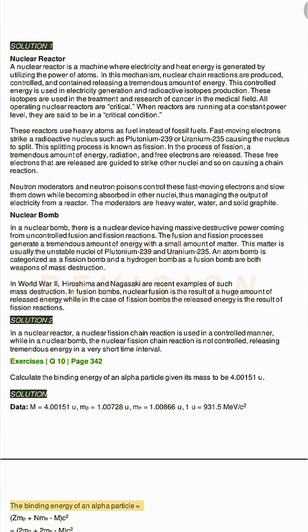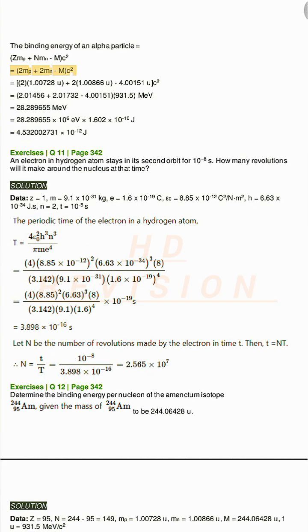The binding energy of an alpha particle equals (Z Mp plus N Mn minus M) c², equals (2 Mp plus 2 Mn minus M) c², equals (2 × 1.00728 u plus 2 × 1.00866 u minus 4.00151 u) c², equals (2.01456 plus 2.01732 minus 4.00151) × 931.5 MeV.